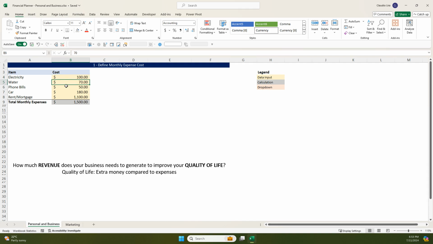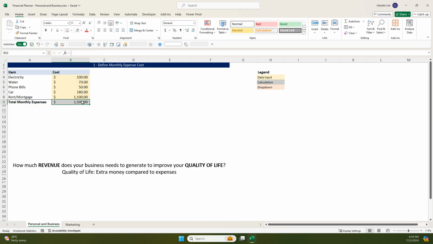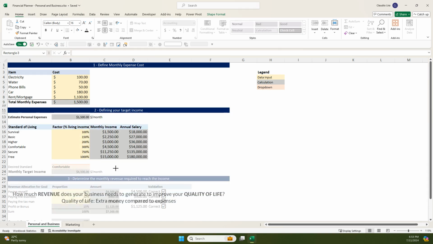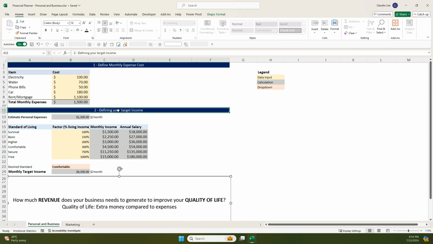And for each one of these items, I have a specific average cost monthly. And in the end, I have here the sum of these items, which is just an Excel sum function that gives us the total monthly expenses in this example of $1,500.